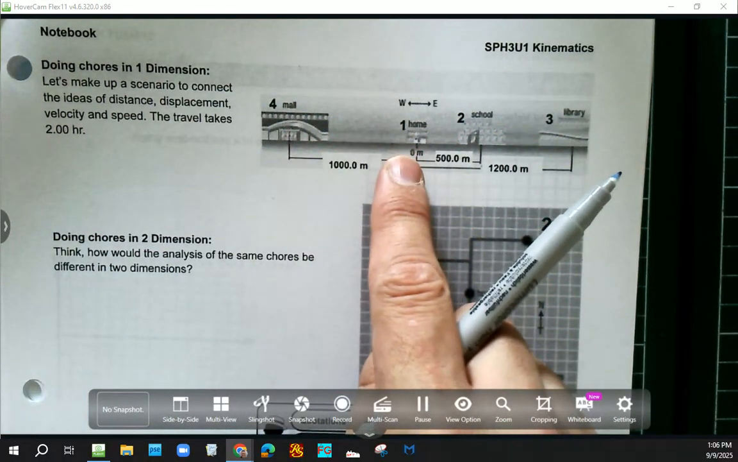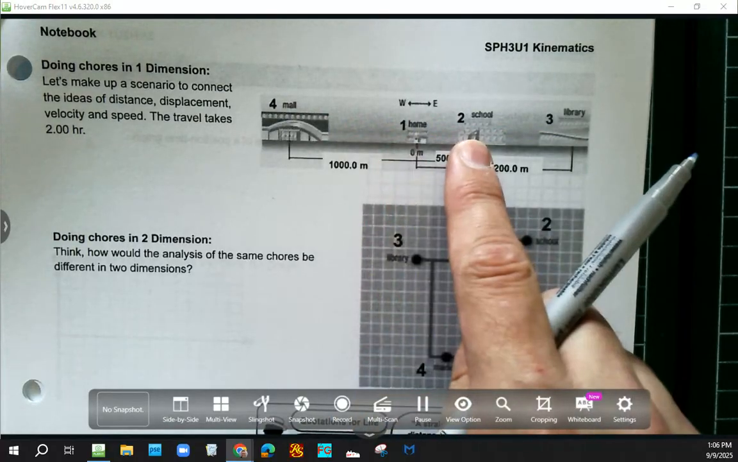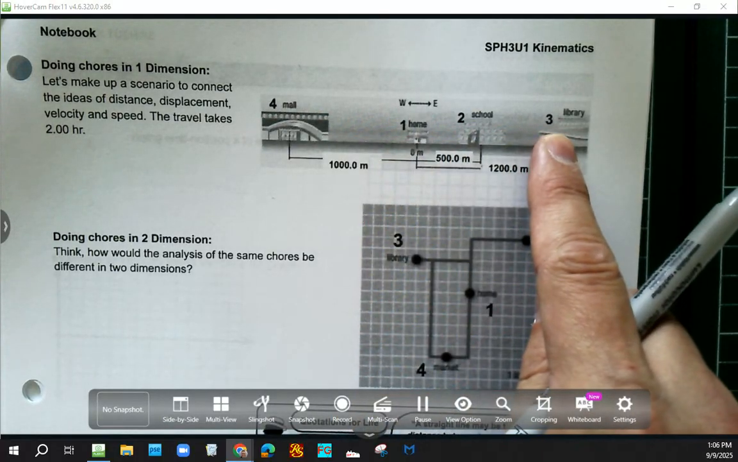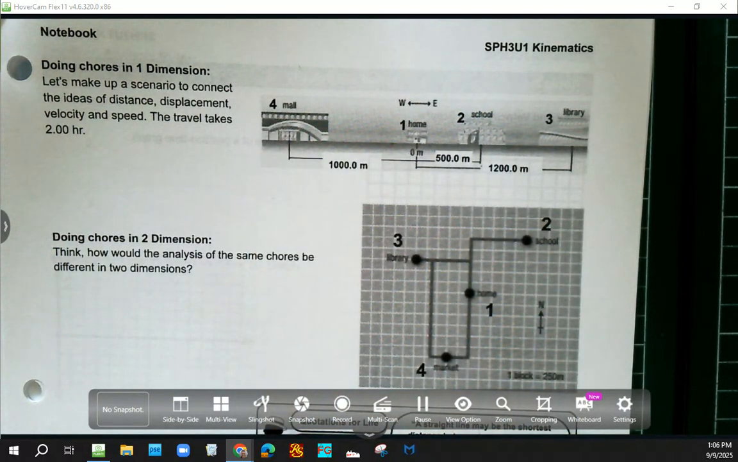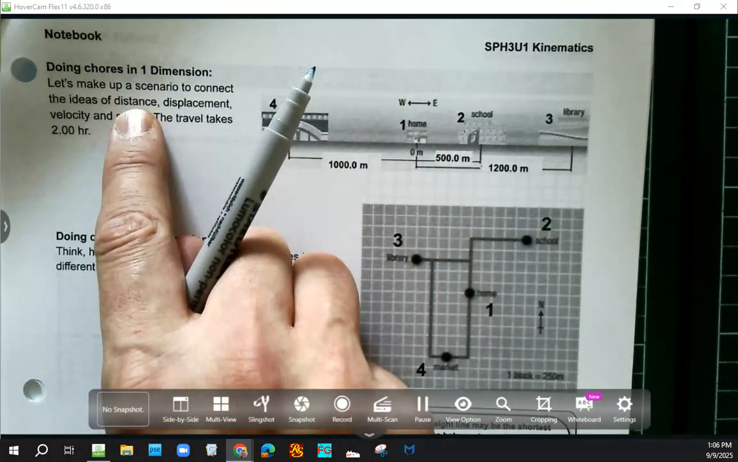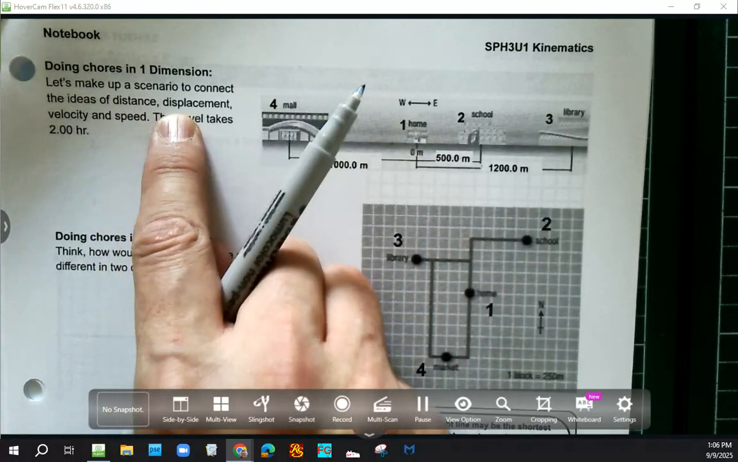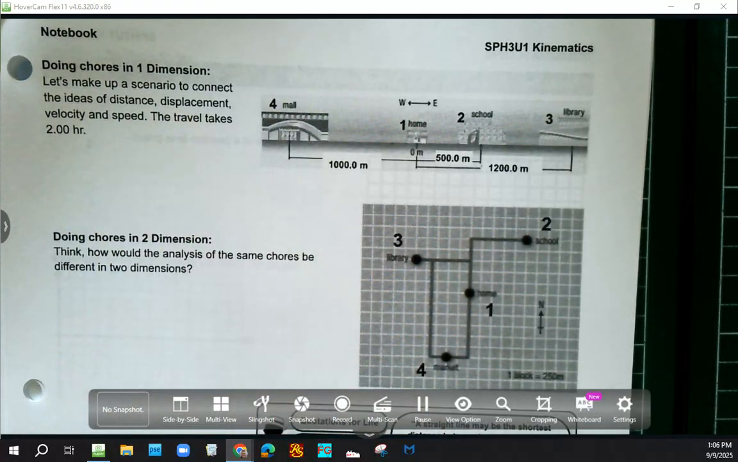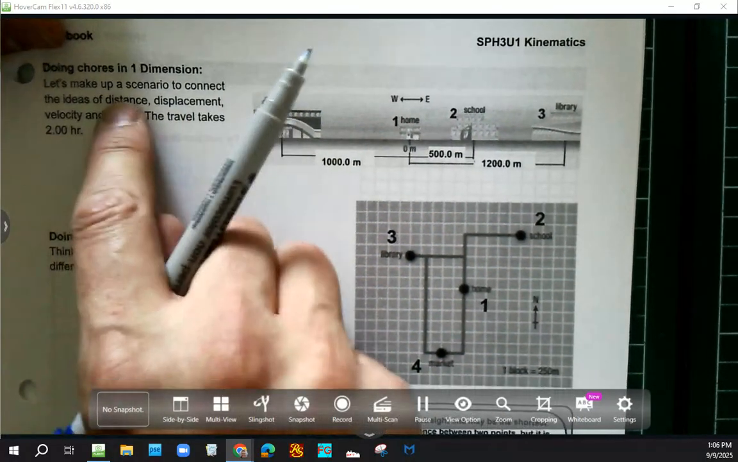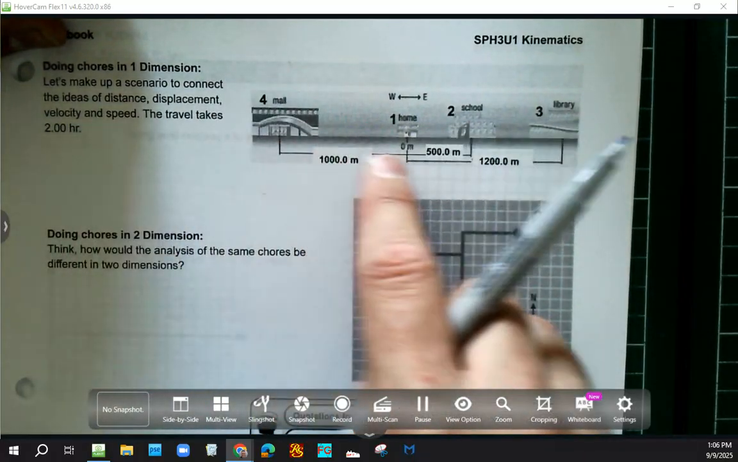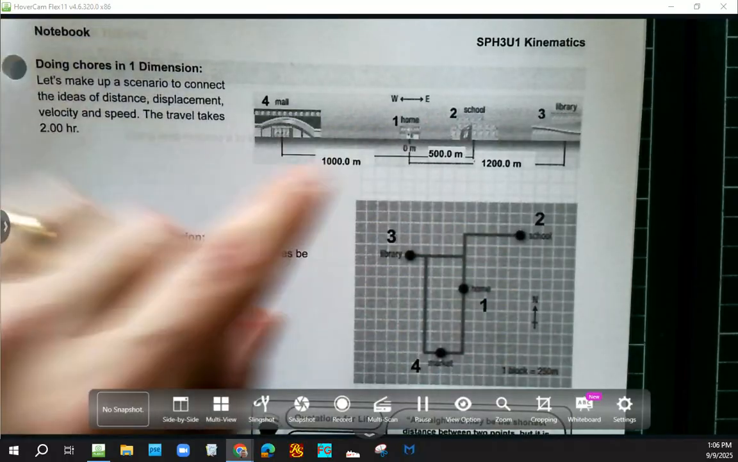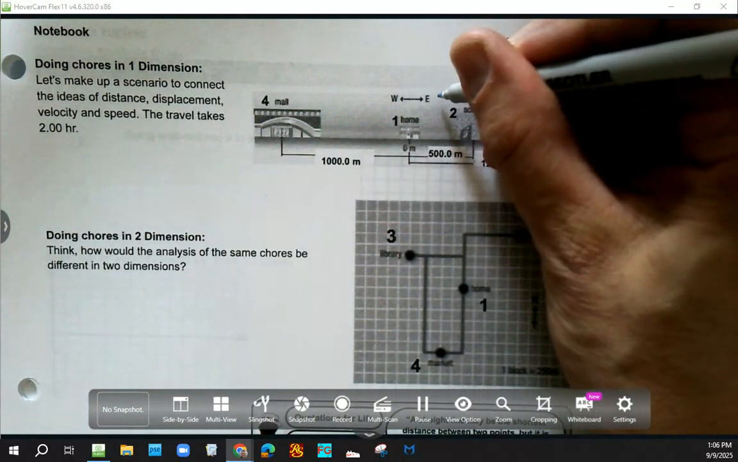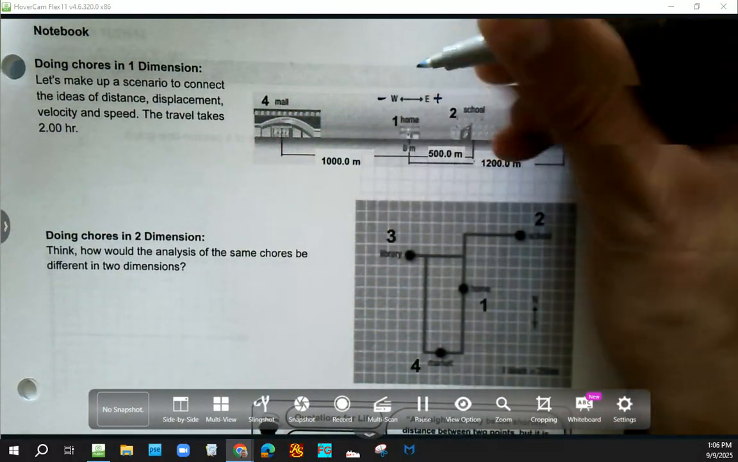We're starting out at position 1, that's home. Then we're going to position 2, that's school. Library, that's 3. And then the final position is the mall. So here I am, I'm using that word position. And as I travel along, I'm experiencing a distance and displacement change for me as a chore doer. So we've got a scenario that connects these things, and we're going to travel from position 1, 2, 3 to 4. Now, what I'm going to suggest is if we have a reference frame, could we just define one direction as positive and one direction as negative right from the beginning?